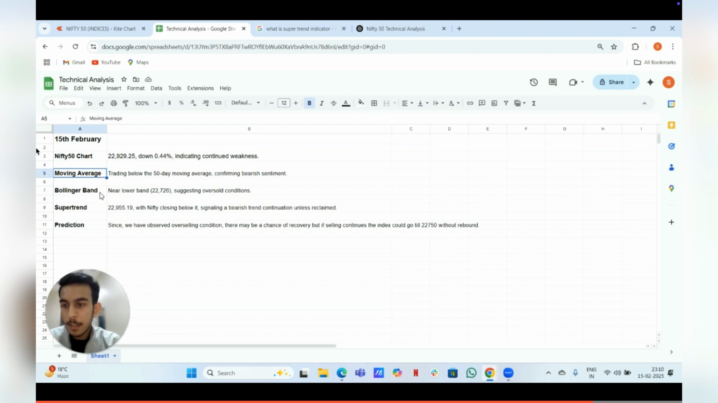The three indicators as discussed show the following views about the Nifty 50, and our prediction for Monday is, since we have observed an oversold condition, there may be a chance of recovery, but if selling continues, the index could go till 22,750 without a rebound. That's it for the video.